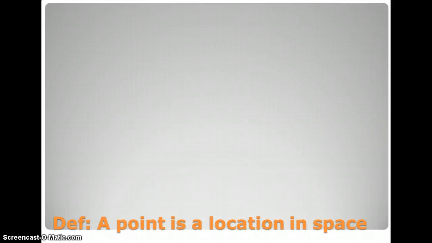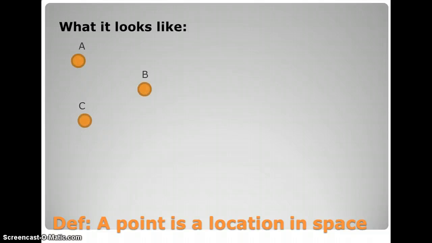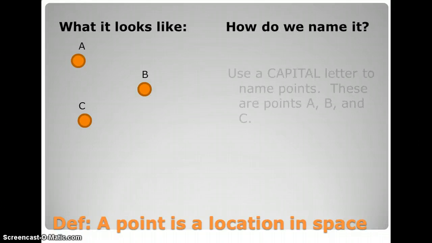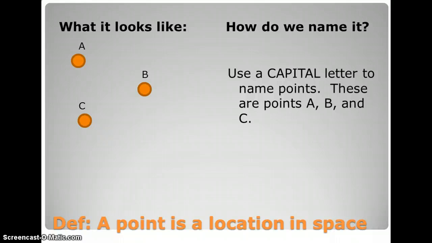We're going to start off with a definition, and a point is a location in space. Now, again, this is what a point is going to look like, or at least how we draw it. Points don't actually have dimensions. They're just represented by dots. The way we name points, we're going to use a capital letter, and it's very important that you use capital letters so that we don't confuse them with other quantities. In this case, the points are labeled A, B, and C.